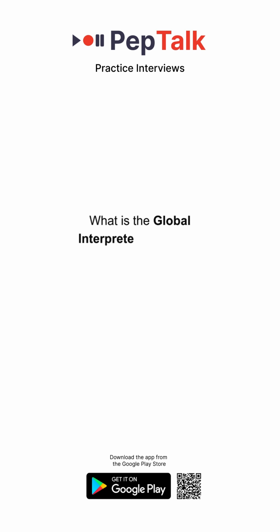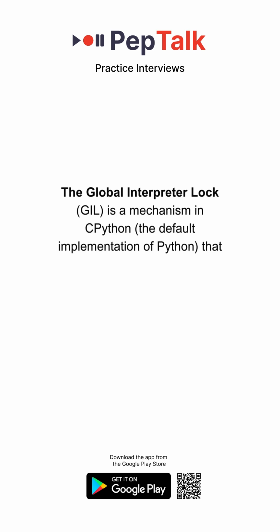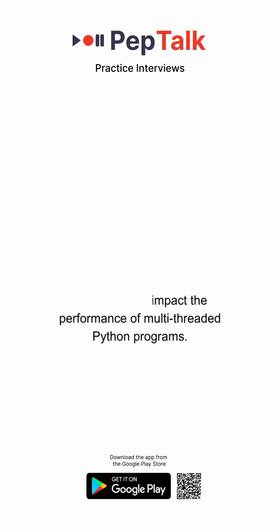What is the Global Interpreter Lock in Python? The Global Interpreter Lock, GIL, is a mechanism in CPython, the default implementation of Python, that ensures only one thread executes Python bytecode at a time. This can impact the performance of multi-threaded Python programs.